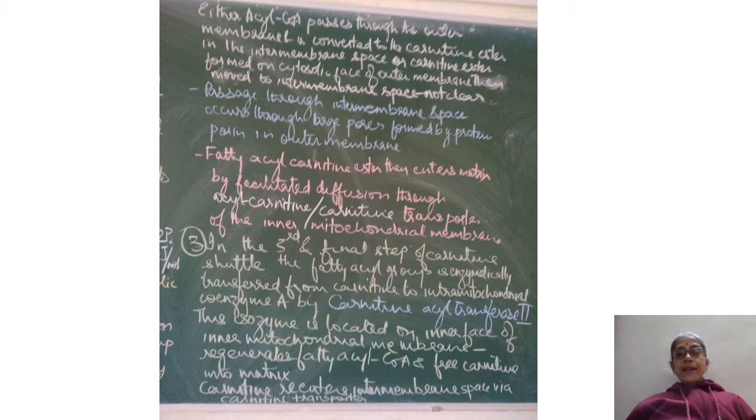In the third and final step of carnitine shuttle, the fatty acyl group is transferred from fatty acyl carnitine to coenzyme A by this enzyme carnitine acyl transferase 2. This enzyme is located on the inner face of inner mitochondrial membrane, and this regenerates fatty acyl CoA and releases free carnitine into the matrix. Carnitine re-enters intermembrane space via carnitine transporter.